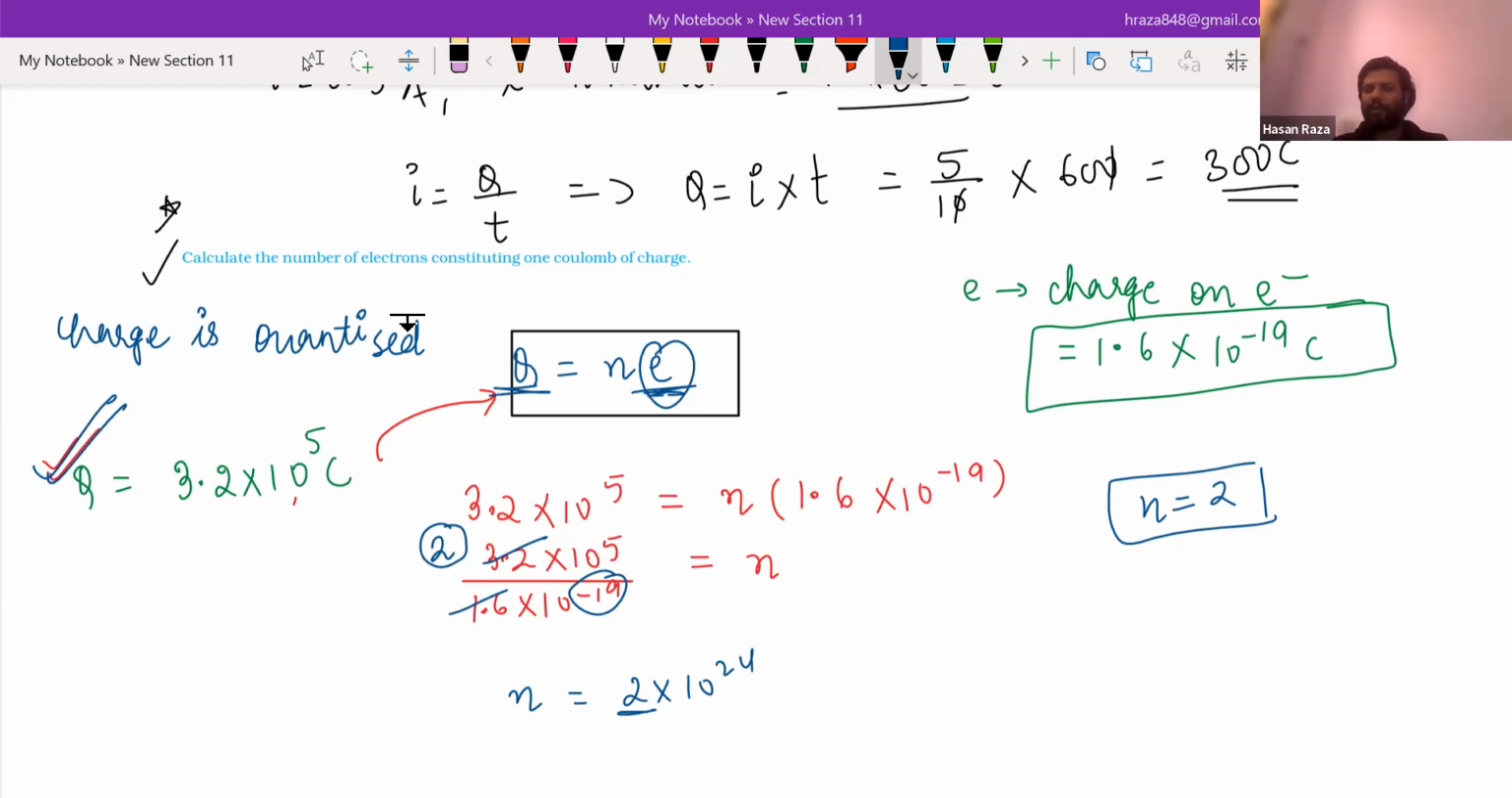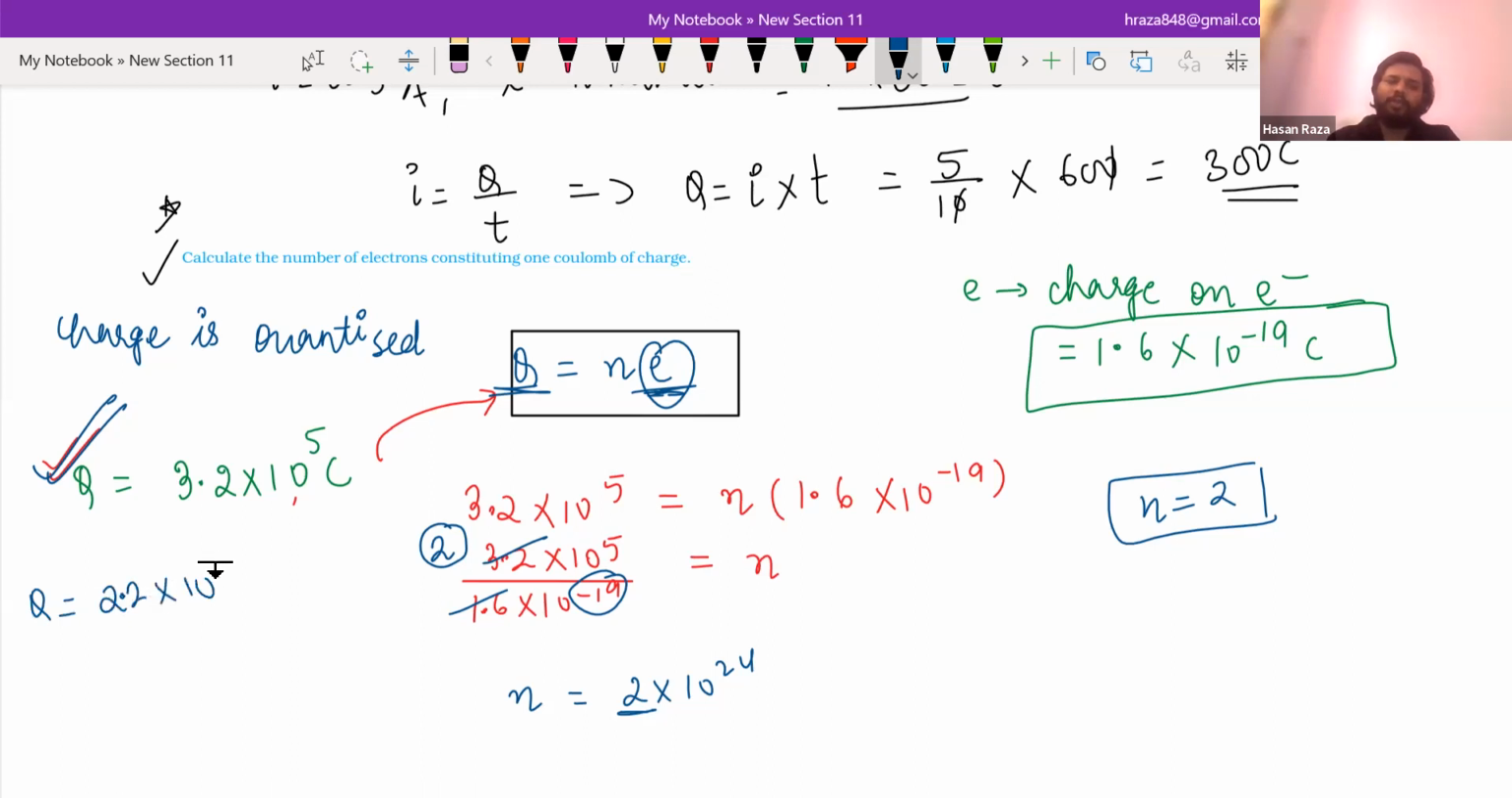Like if I ask you, is 10 an integral multiple of 5 or not? Yes, it is, because 5 times 2 is 10. Are you getting my point? Yes, sir. Is 12 an integral multiple of 5? Yes or no? No, sir. No.